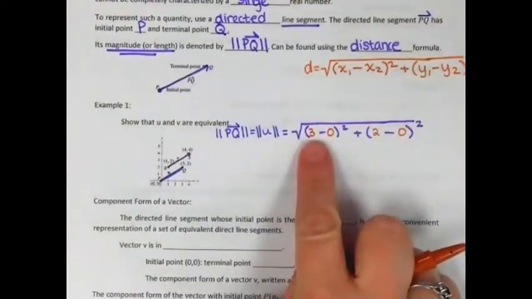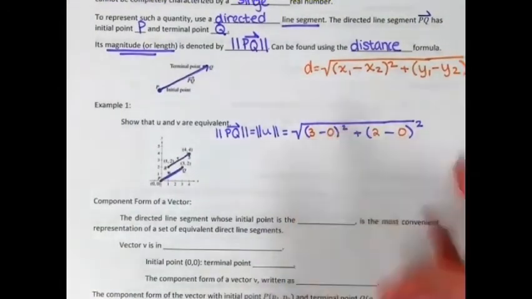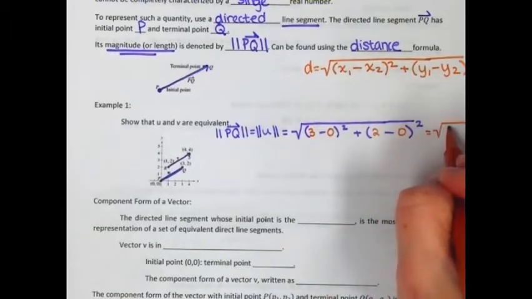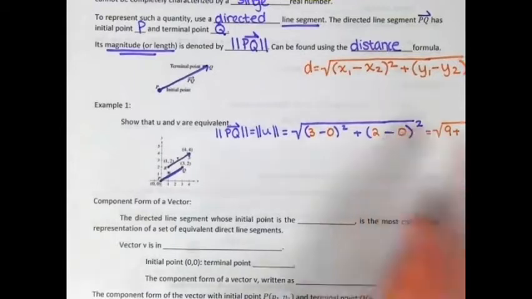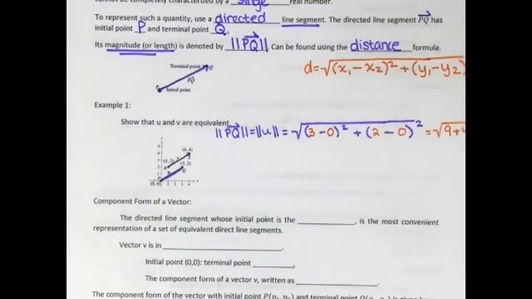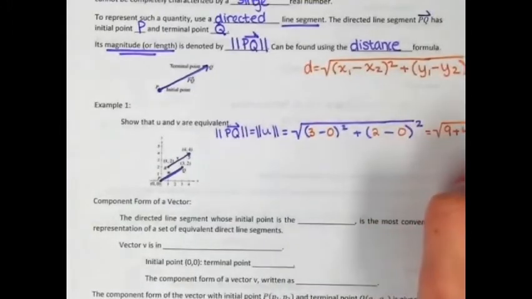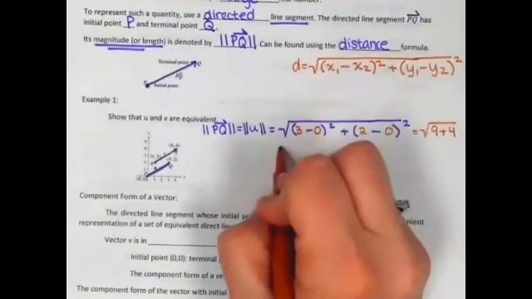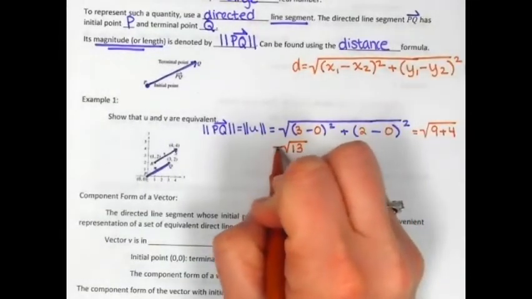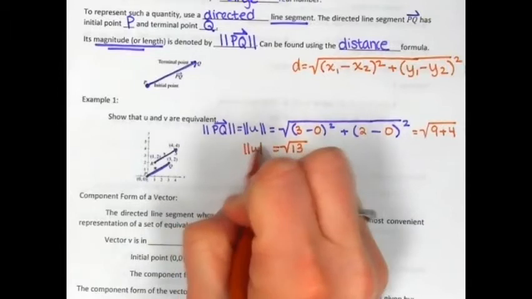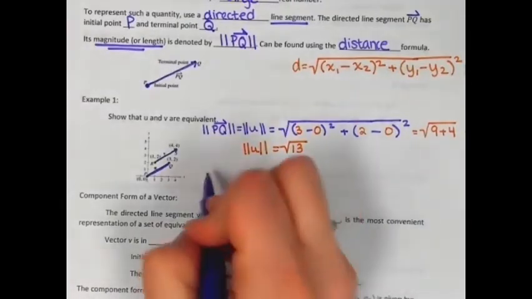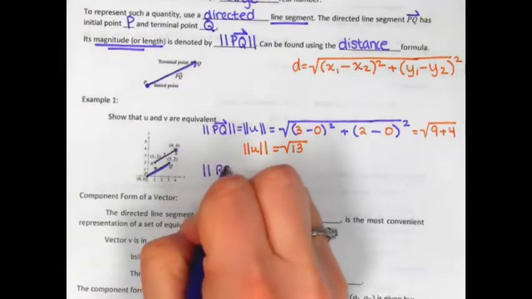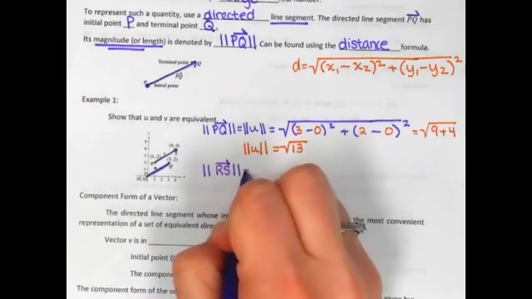And now let's do order of operations. 3 minus 0 is 3. 3 squared is 9, plus 2 minus 0 is 2. 2 squared is 4. So what is 9 plus 4? 13. So we get the square root of 13. So the magnitude or length of vector U is the square root of 13. Okay. Now, could we find the magnitude of RS, which is vector V?